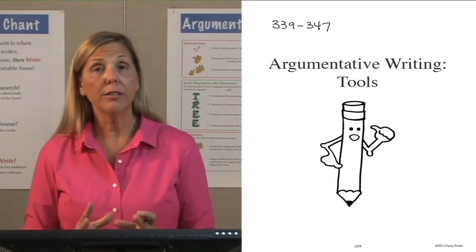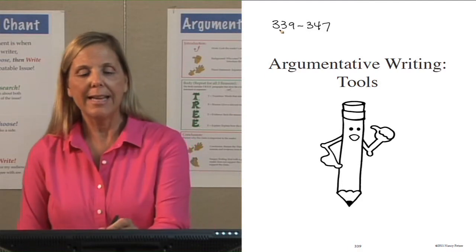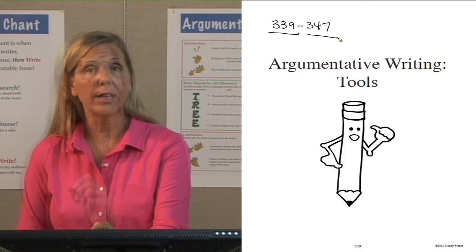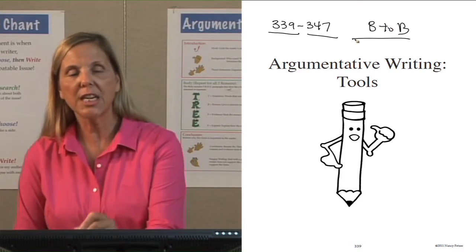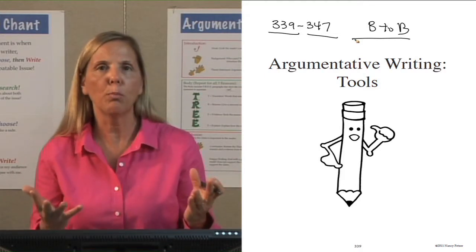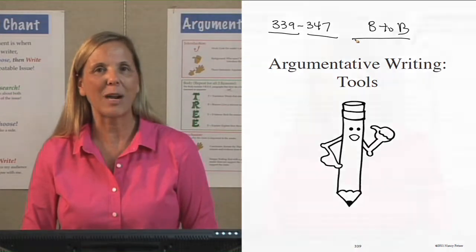The next section is the tool section for argumentative writing. And these are pages 339 to 347. Duplicate these pages back to back, staple them together so that you have a resource toolkit just in a little booklet. Let's go through all the different pages for the tools of argumentative writing.